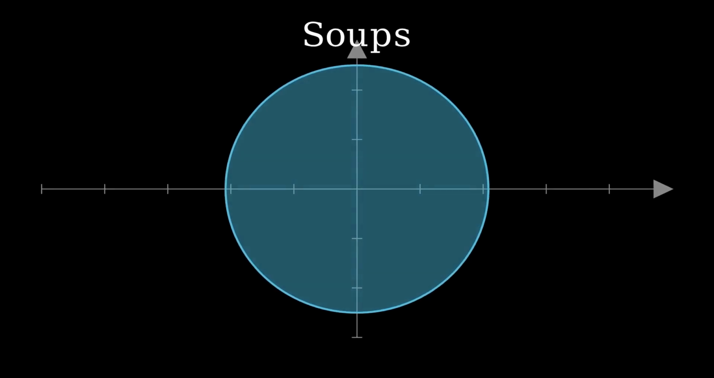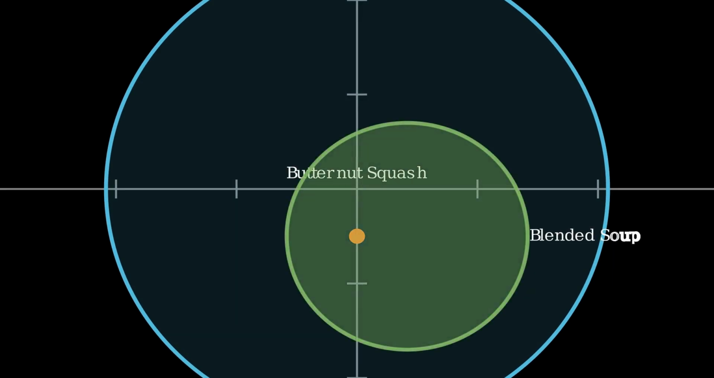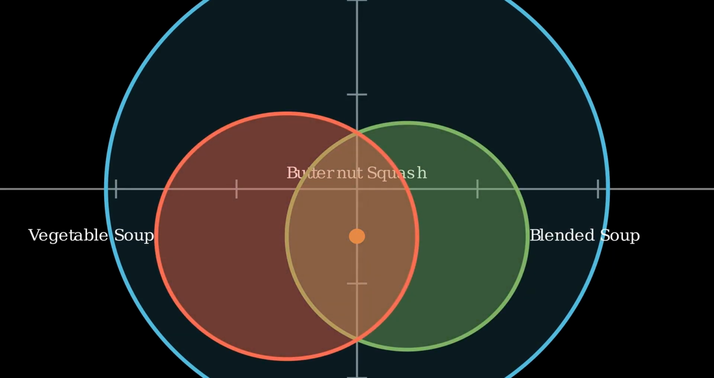Let's zoom in into the soup circle and see what's going on. Inside, we start to see subgroups, smaller, tighter categories. Same feature space, but more specific boundaries. Take butternut squash soup as an example. It's a soup, yes, but it's also a blended soup and a vegetable soup. Each one of those is just a smaller circle, drawn inside a bigger one.